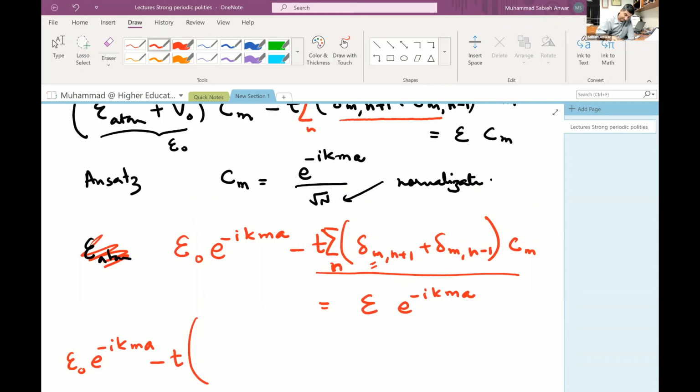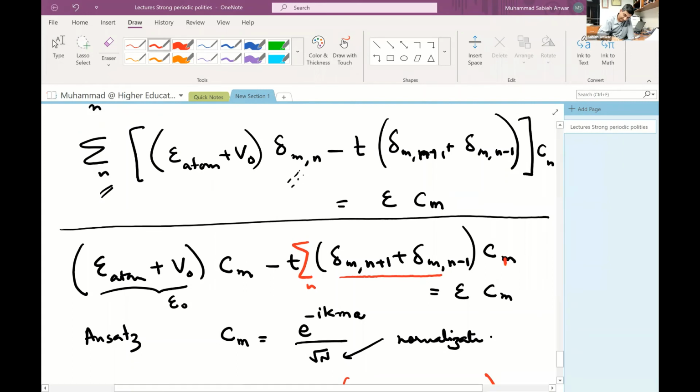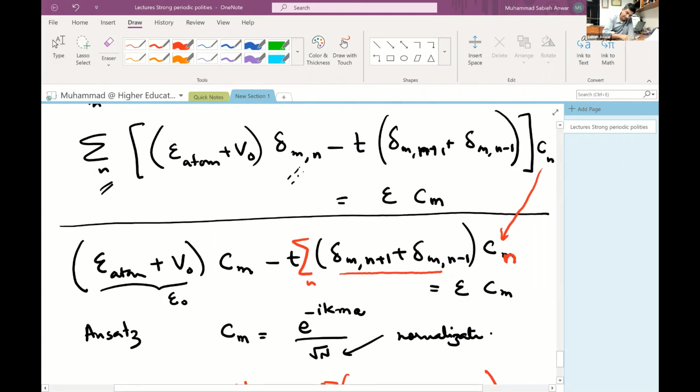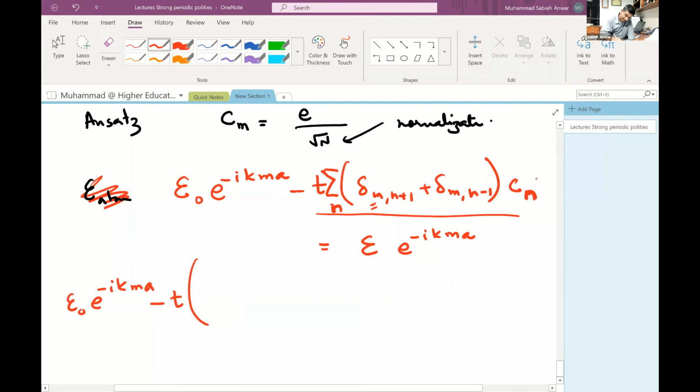So by the way, this is a Cn. Sorry, this is a Cn. So this is a Cn here, okay? I haven't yet gotten rid of the Kronecker delta. So this is a Cn. So I'm summing up over all Cn's, and n has to be equal to either m minus 1 or n has to be equal to m plus 1.